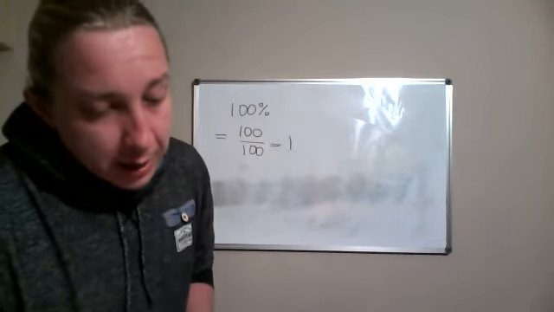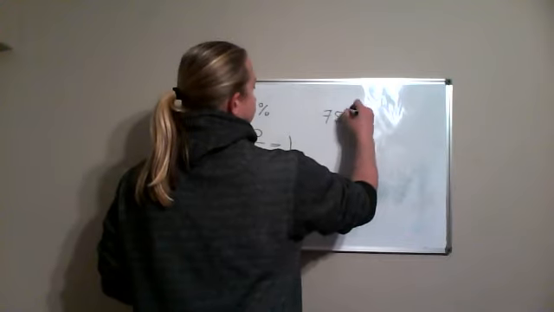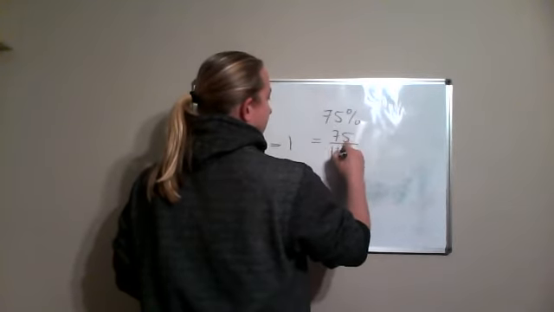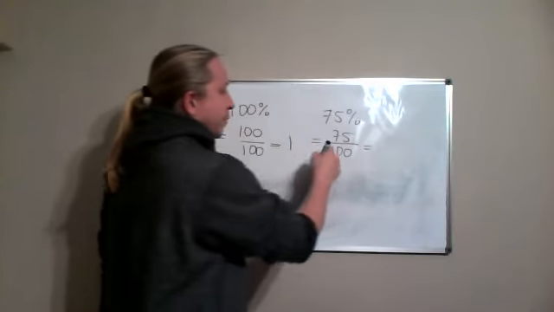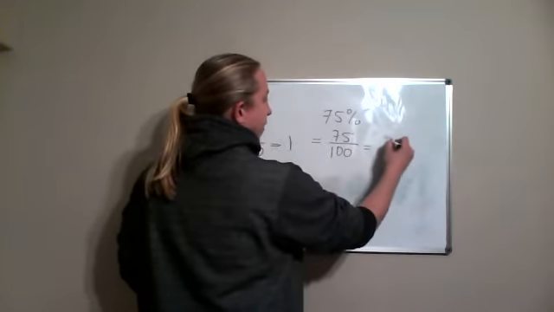Okay. Let's look at 75%. So 75% equals 75 divided by 100. And this will simplify to what? Well, divide by 25, we get 3.